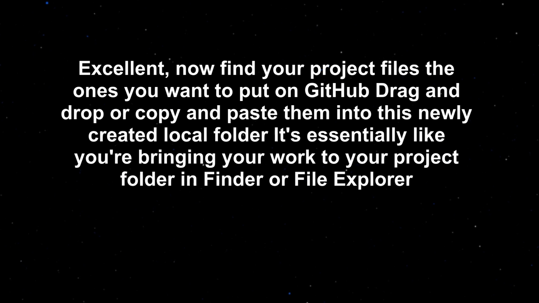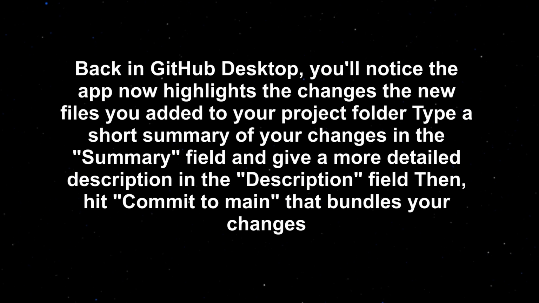Excellent. Now find your project files, the ones you want to put on GitHub. Drag and drop, or copy and paste them into this newly created local folder. It's essentially like you're bringing your work to your project folder in Finder or File Explorer. Back in GitHub Desktop, you'll notice the app now highlights the changes, the new files you added to your project folder.